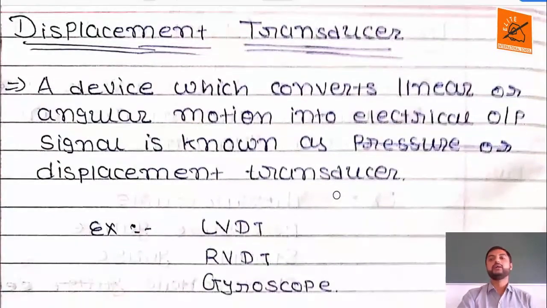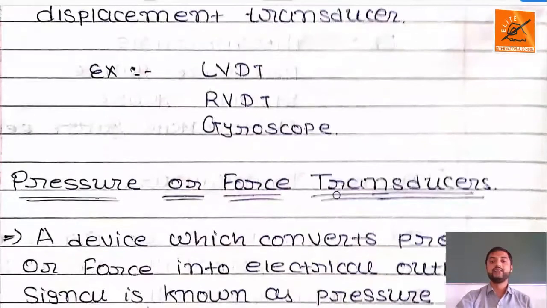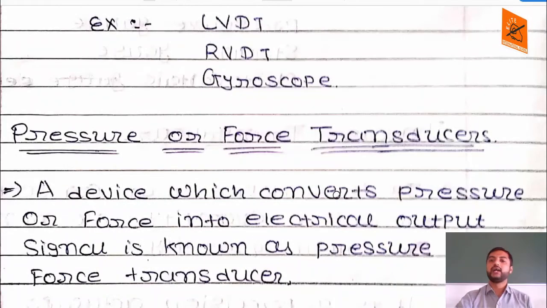Next point, classification based on the measurement. The first one is displacement transducer. A device which converts linear or angular motion or displacement into electrical output signal is called a displacement transducer. Examples are LVDT, RVDT and gyroscope.